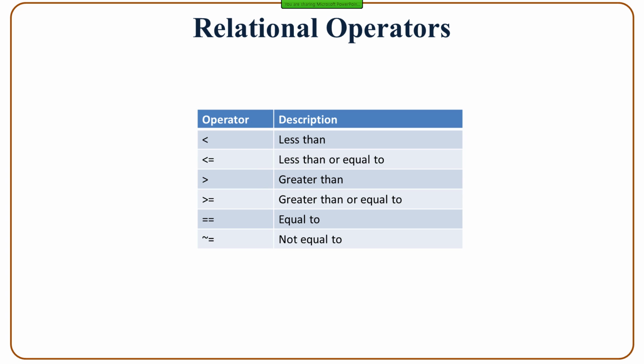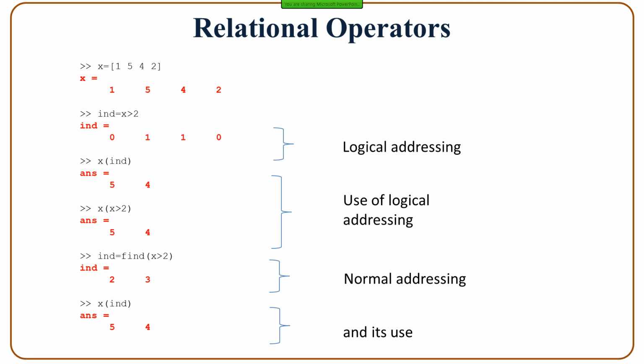So first we talked about operators in MATLAB. The first type of operators is relational operators. We have less than or equal to, greater than or equal to and not equal to. So let's look at several examples here.